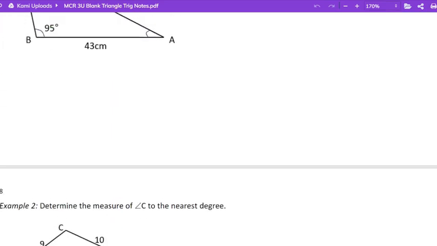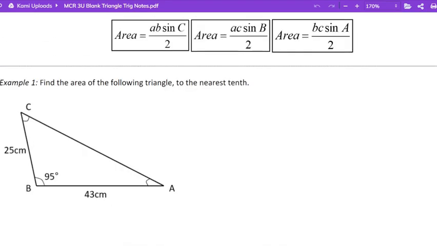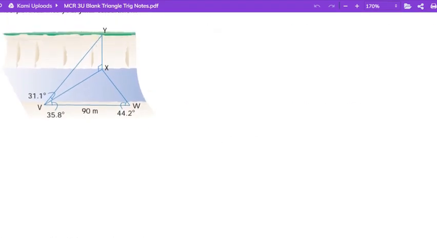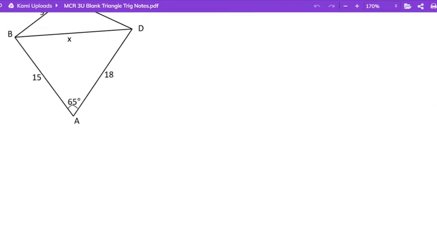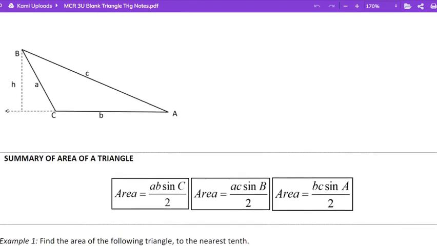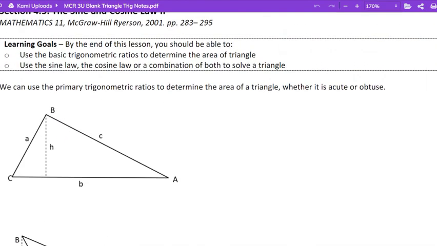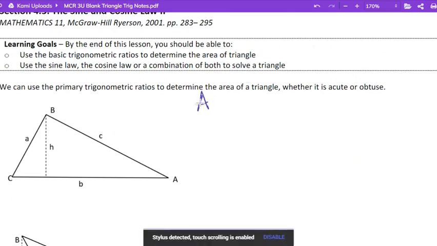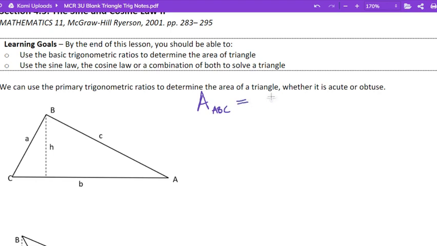So first we're going to talk about how to find the area of a triangle. We'll practice it, and then we will do a couple of problems requiring cosine and sine law. So this little thing is a bit of a sidestep. All right, so here we have a triangle ABC. We know that the area of ABC can be found by doing base times height divided by 2.